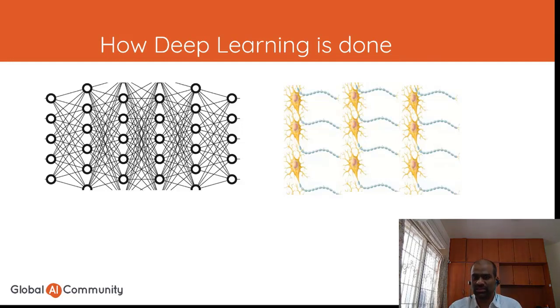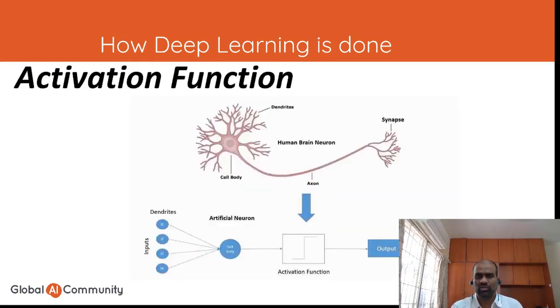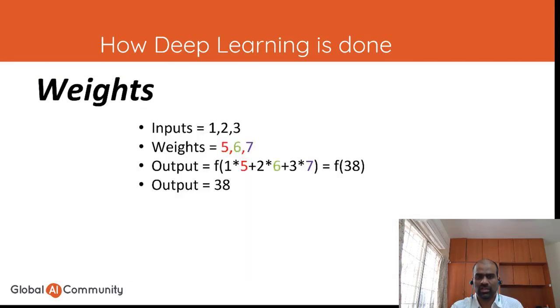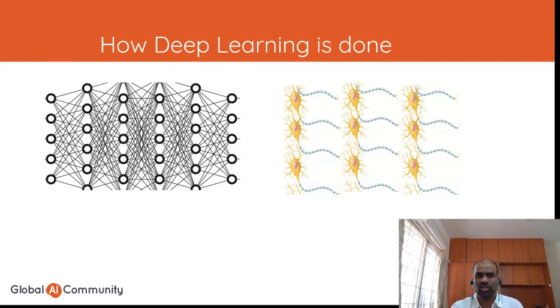Just think about it. Compare these two, this one and this one. It's all the same: the neuron, the activation function, multiple inputs, one output. That is the whole point of deep learning. All right, next, go to the next slide.